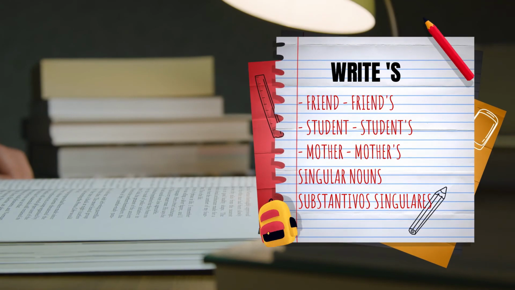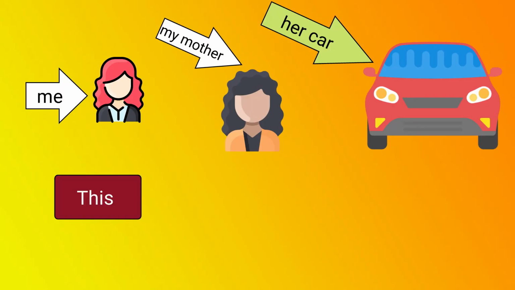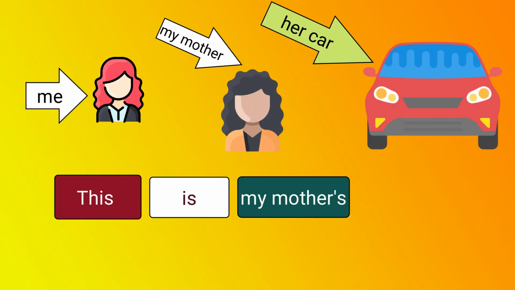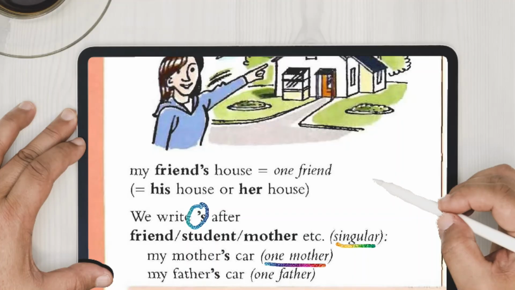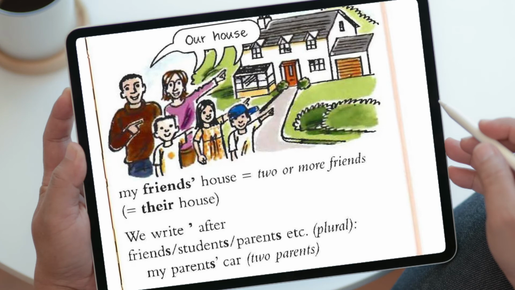when it is singular. My mother's car. This is one mother. My father's car. This is one father. Now let's have a look at the plural. You have a whole family and they'll say our house.